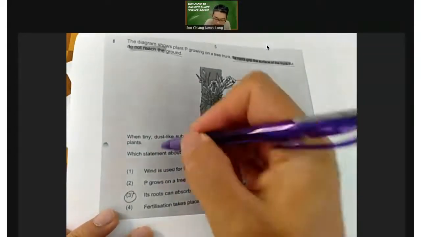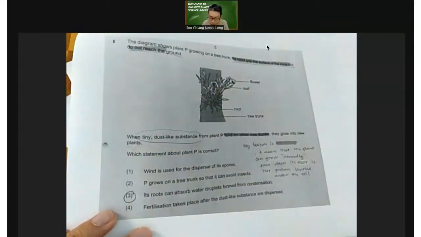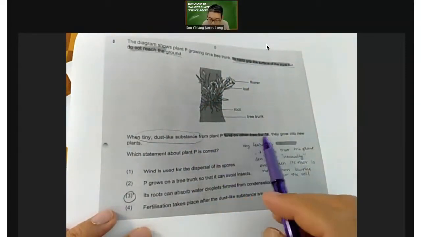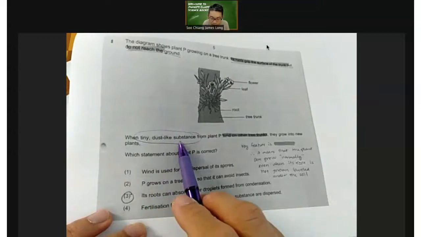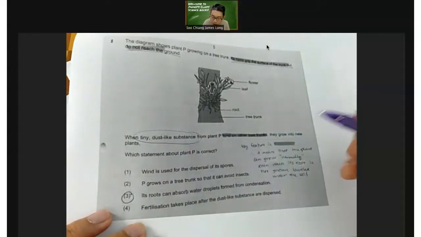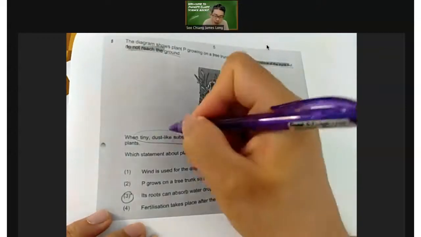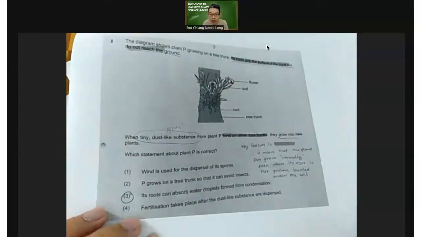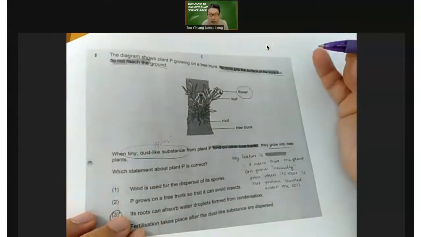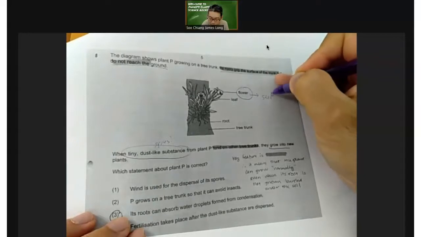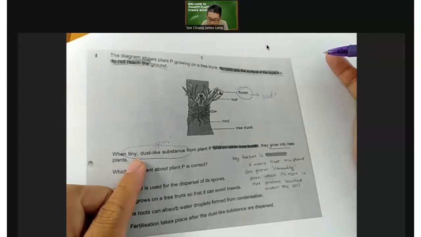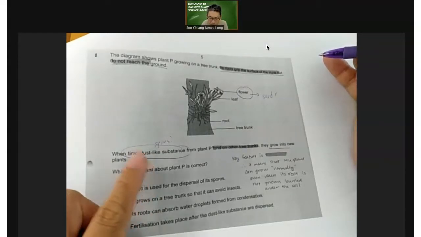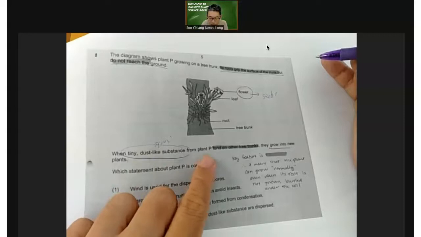Okay, tiny dust-like substance. Sounds like pollens. From P, land on other tree trunks. No, it's not pollens, because when this tiny dust-like substance lands on other tree trunks, they grow into new plants. So are these like spores? I'm not quite sure yet, because I do see flowers. If there's a flower, it's a flowering plant, and it reproduces by seeds. So what are these tiny dust-like substances? Not quite sure yet, but it seems like this could be tiny seeds. Could be. And I'm not sure which part it comes from.